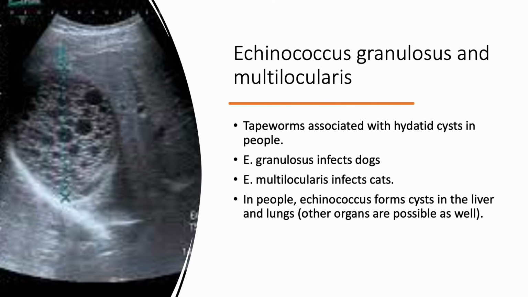I also want you to think tapeworm if you see Echinococcus. So Echinococcus granulosus and multilocularis are significant because they're zoonotic to people. And when people get infected, they get hydatid cyst disease, which is cysts that form in the liver and lungs most commonly. They could affect other organs as well. So this ultrasound has a picture of the liver that has hydatid cyst disease in it. So there's lots of cystic structures from an infection with this tapeworm. In general, Echinococcus granulosus infects dogs, and Echinococcus multilocularis infects cats.